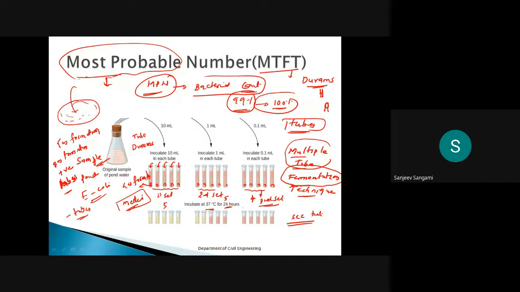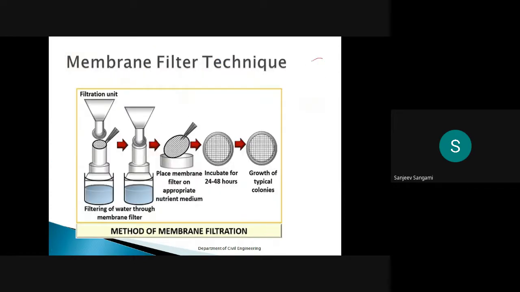So then we have one famous table called the MPN table. Maybe I'll share that later. In that MPN table, for 10 ml, 1 ml, and 0.1 ml, here the MPN is there. Different columns are there. Okay, so like that, you have one table. In that table, you can see different combinations are there.